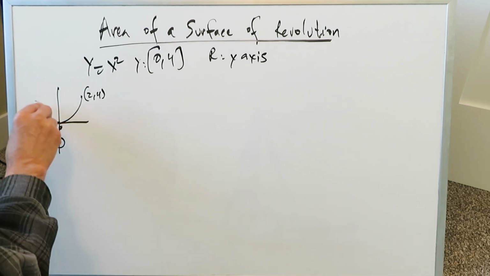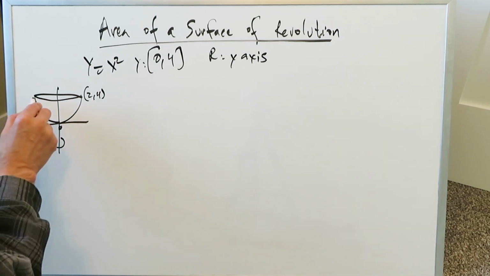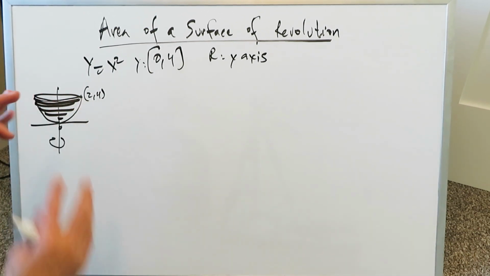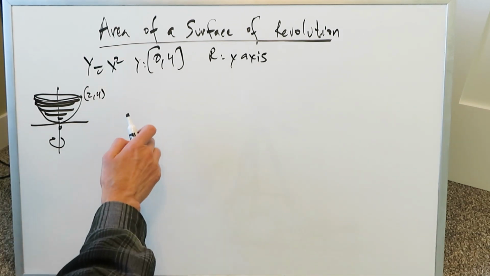You're rotating around the y-axis, you're getting a solid which looks like that, but we're not looking at the volume here. We're now looking at the outer shell, the surface area of this outer shell. What is that? If you were to cut it and lay it open, what would be the area of that? The surface area, and that's how we have to proceed.